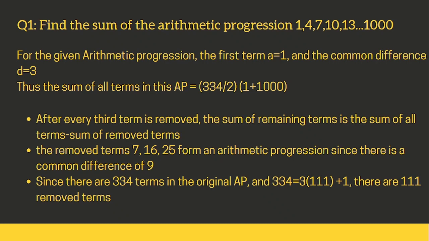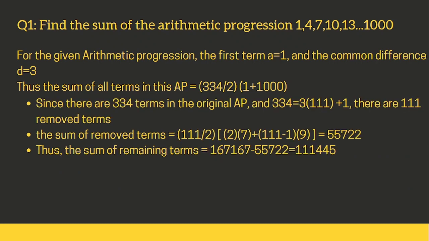Since there are 334 terms in the original AP, that's 3 sets of 111 plus 1. So we're removing 111 terms. The sum of the removed terms will be 111 divided by 2 times 2 times the initial term 7, plus 111 minus 1 times the common difference, which is 9, giving 55722. To find the sum of the remaining terms, you just do the subtraction and you'll get 111445.